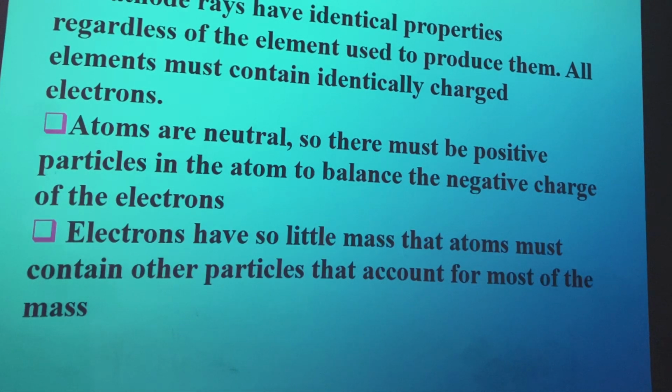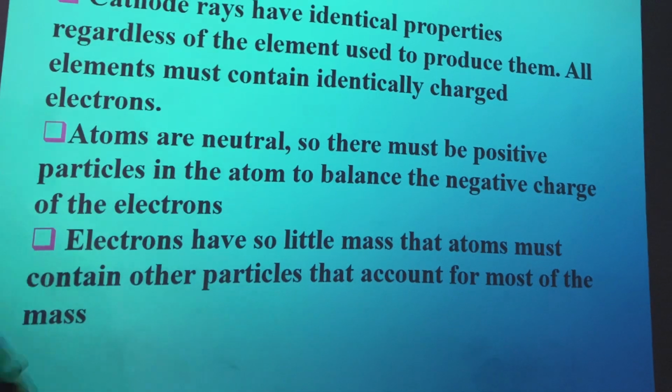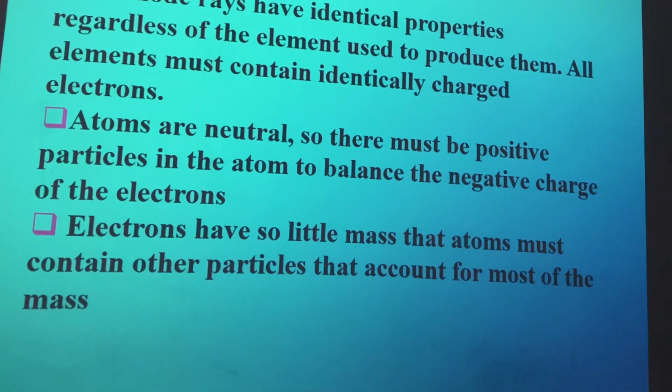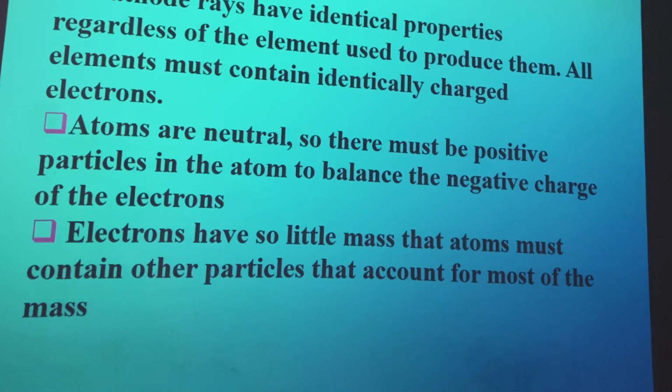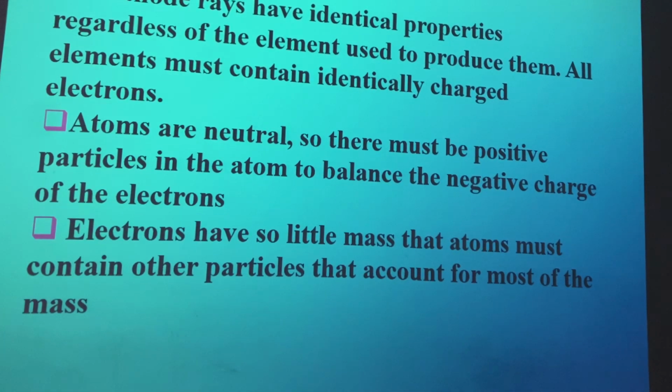And then Millikan, Meineke, oil drop, mass and charge of the electron. And so he said the electrons have such a small mass that they do not make up the mass of the atom. Something else must be in it, the positive region, that's giving all of the mass.